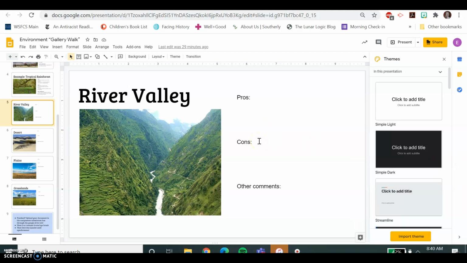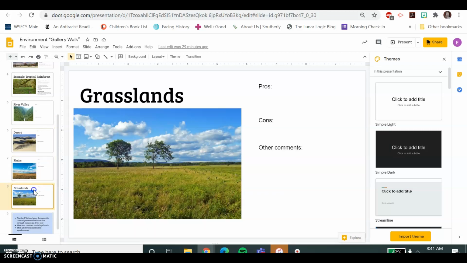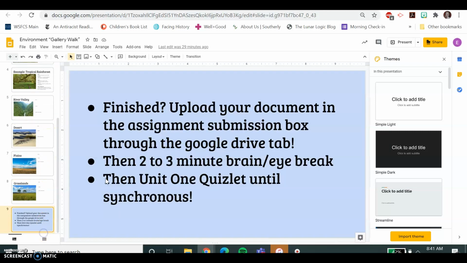Is food accessible? Shelter, protection. And we're going to do that for deserts, plains, grassland, river valley. And then you're going to upload your assignment, do your 2 to 3 minute brain eye break, and then Unit 1 Quizlet until our synchronous time.